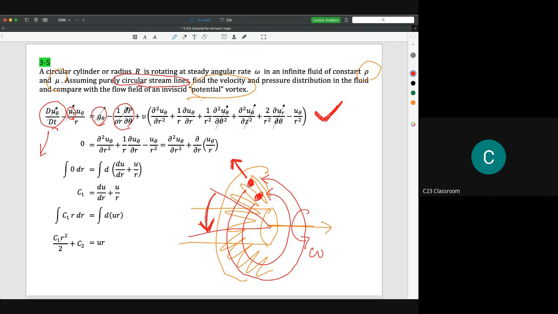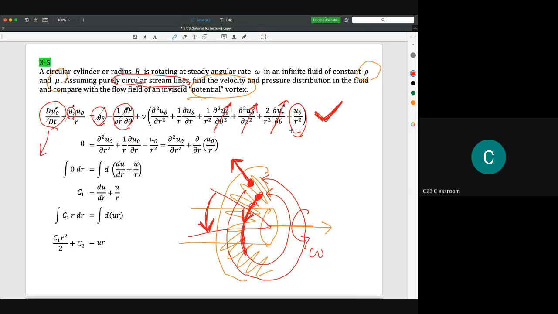So u theta over dr has a value, and u theta over d theta means we have u theta along the streamline, so the velocity will remain constant, so it equals 0. u theta over dz means there is no motion in z. And then u r over d theta: the velocity u r here is equal to 0, so we have the 0 here. But u theta over r square still has a value.